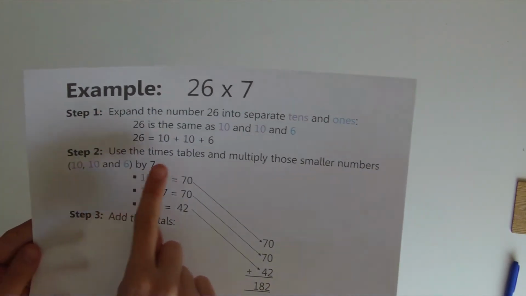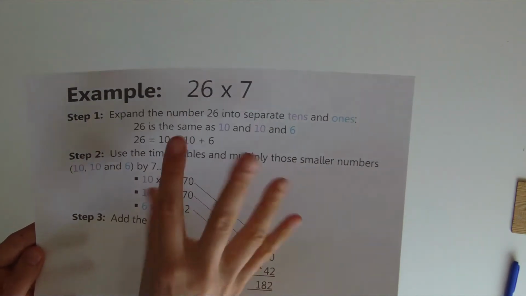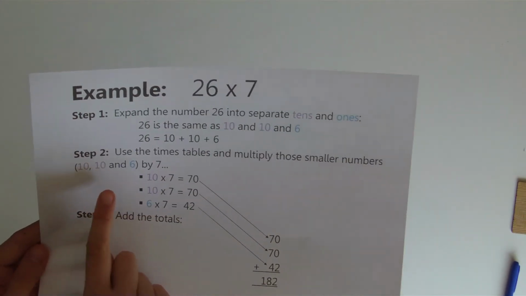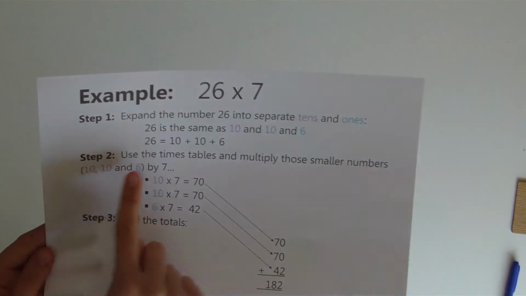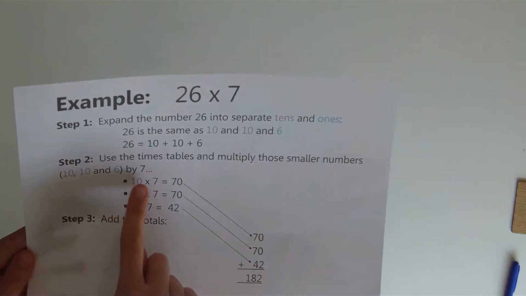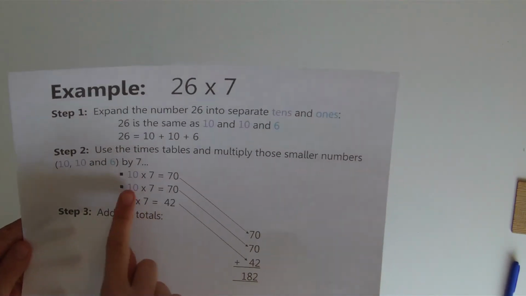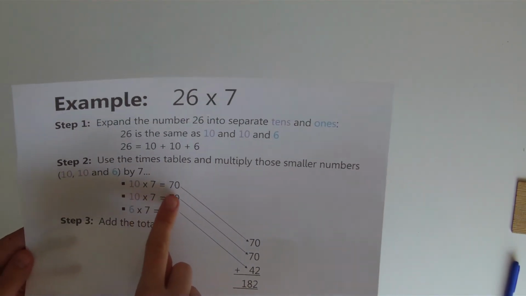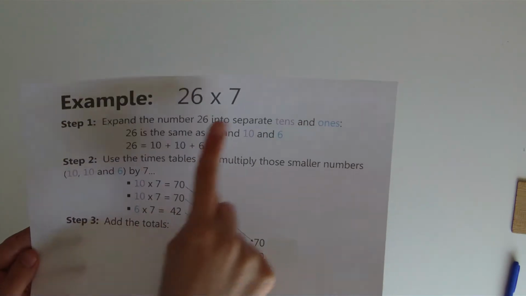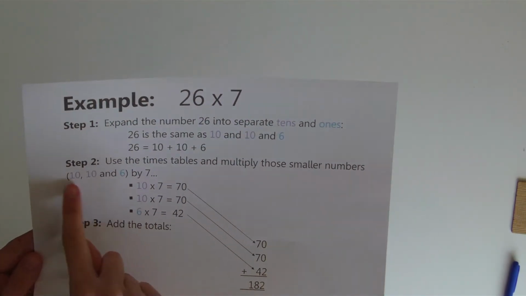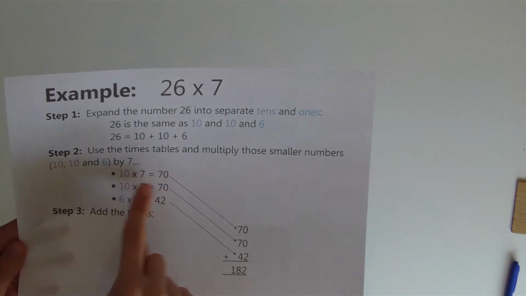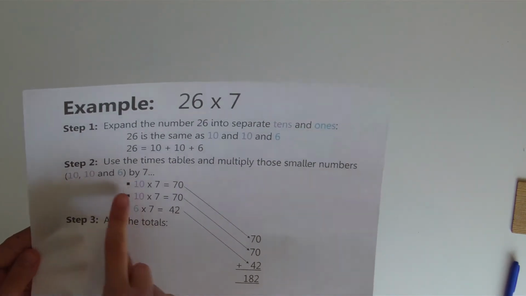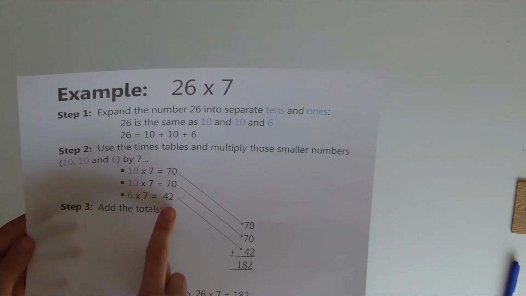So step 2, once you've broken up the biggest number into smaller bits, you then use the times tables and multiply those smaller numbers, 10, 10 and 6, by 7. So first of all we go 10 times 7 is 70. So it's just 10 times the number up here, 7, because 26 is broken up. So 10 times 7 is 70, 10 times 7 is 70, and 6 times 7 is 42.